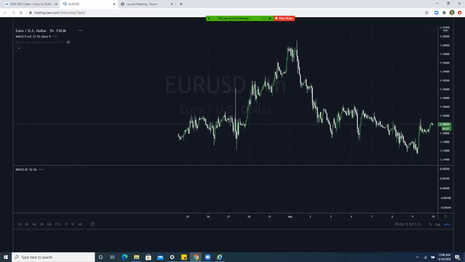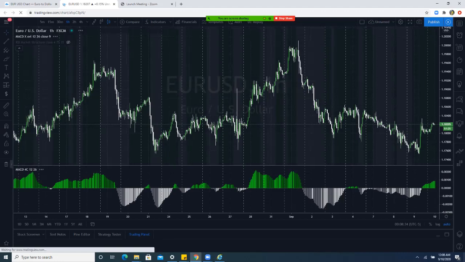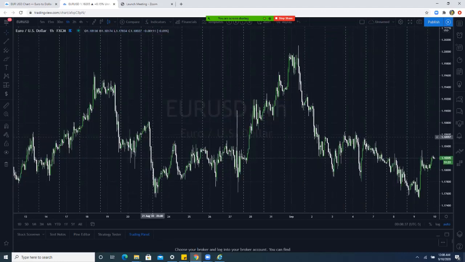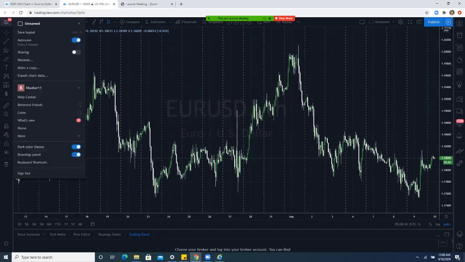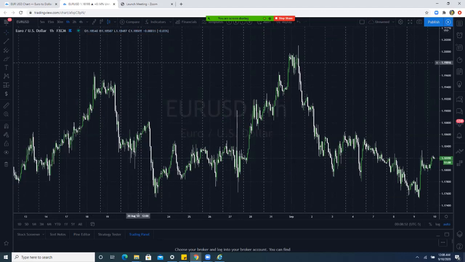Going into the chart, you're going to see, let's clear this out. You're going to see the chart like this. So let's start from the top left. Top left, you can go right here. This is going to be more of like your settings when it comes to your charts and your profile.